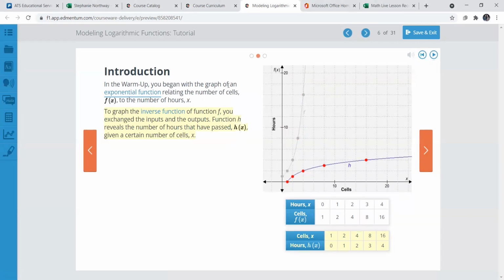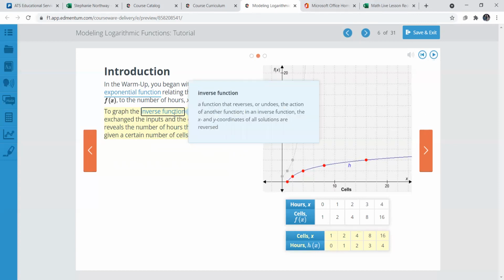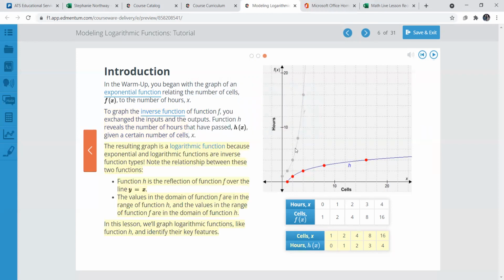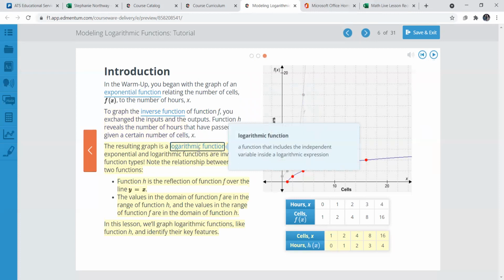Inverse function. Well, it's a function that reverses or undoes the action of another function. In an inverse function, the x and y coordinates of all the solutions are reversed. Pretty interesting, actually. And this shows graphing a logarithmic function, a function that includes the independent variable inside a logarithmic expression.